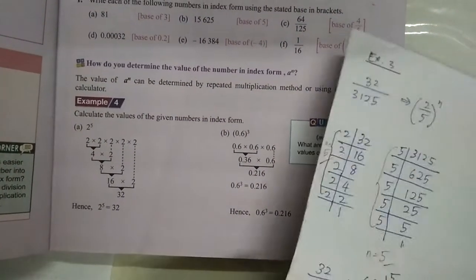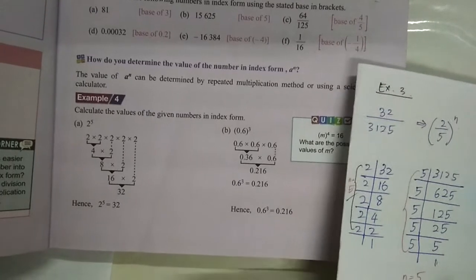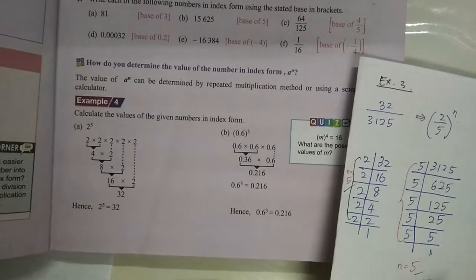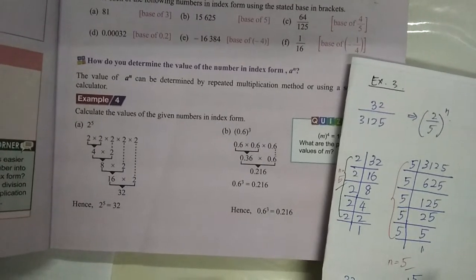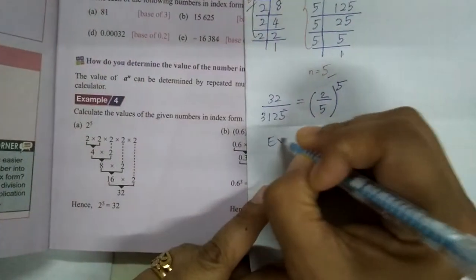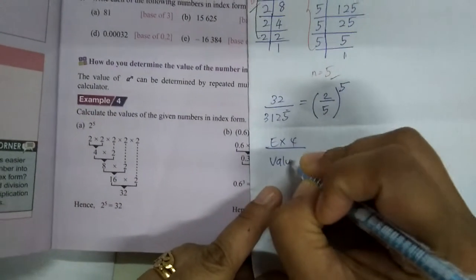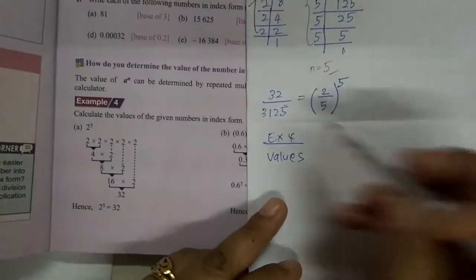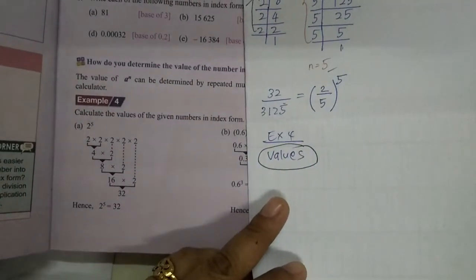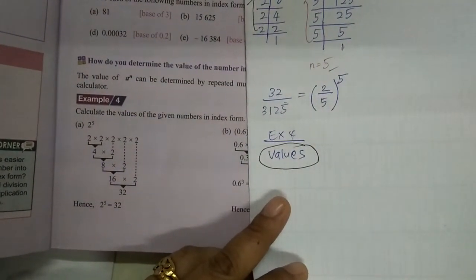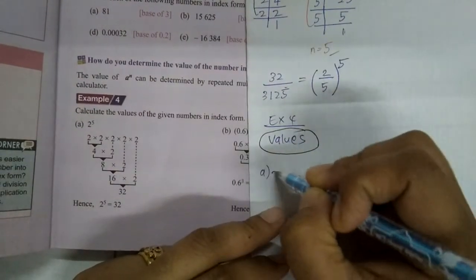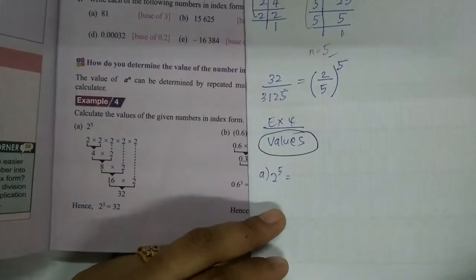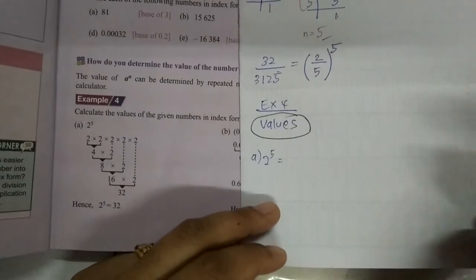2 to the power of 5. The question asks you to calculate the values. Remember, when the question asks you for values, it means you need to give the number as the final answer. This is example 4. So, if the question asks you to calculate the values, you need to find the number. You can also use a calculator, straightforward. You will get the answer.